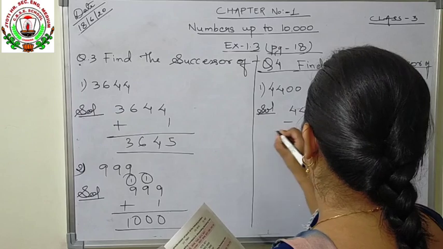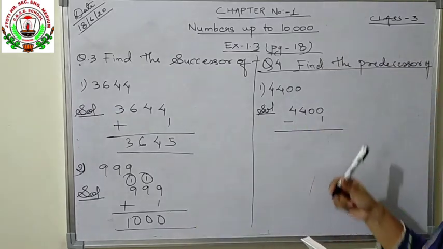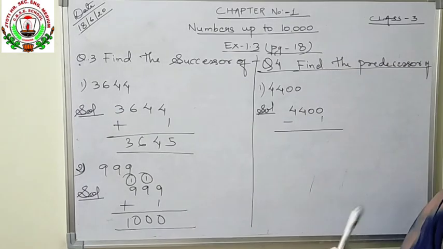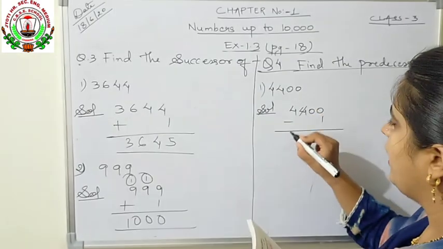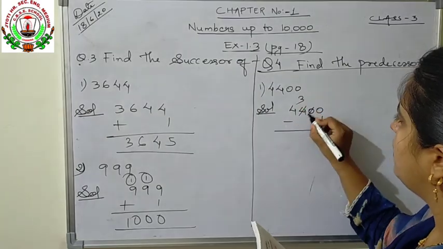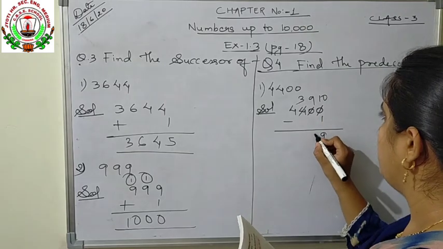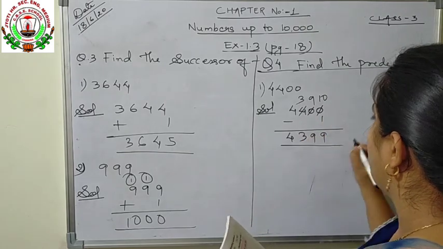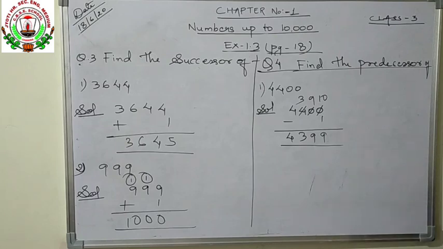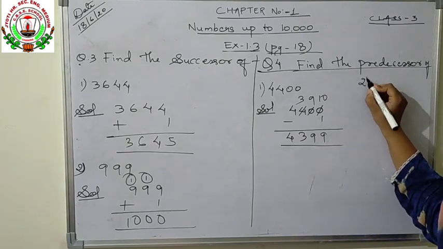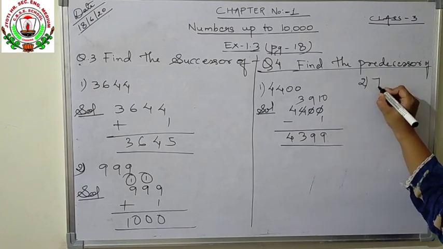4400 minus 1. We can't subtract 1 from 0, so we are going to borrow. We will take from here. It will become 3, here it will become 9, and this will become 10. 10 minus 1 is 9, 9, 3 and 4. So what is the predecessor of 4400? 4399.